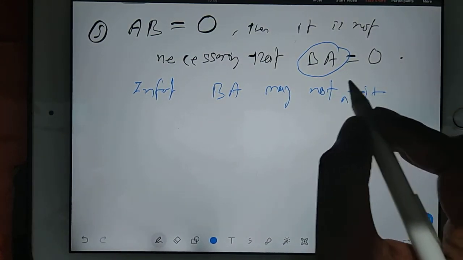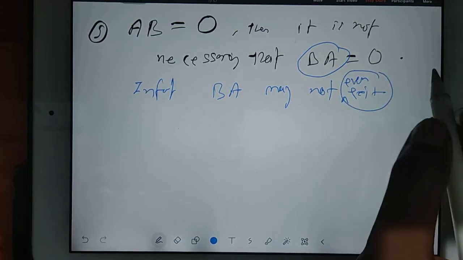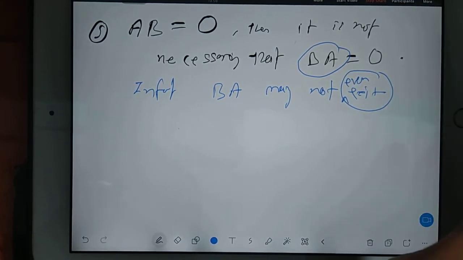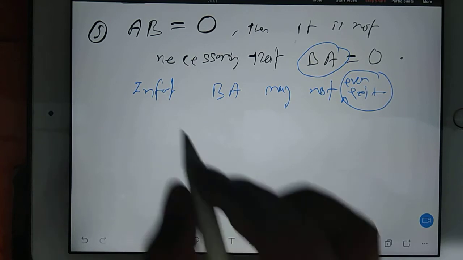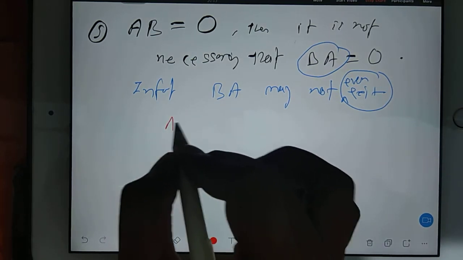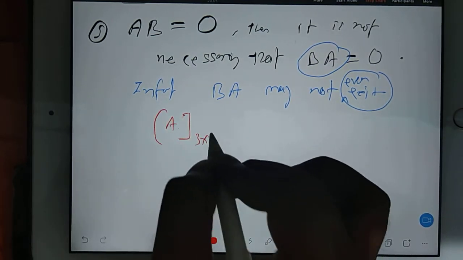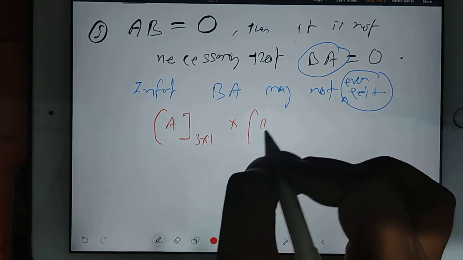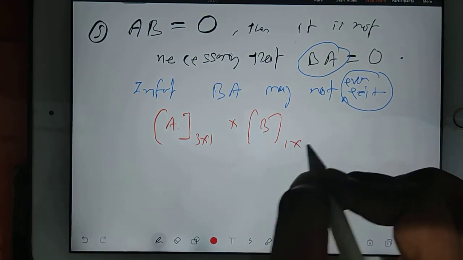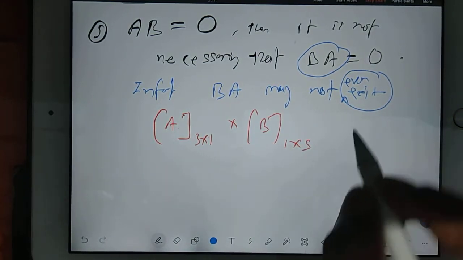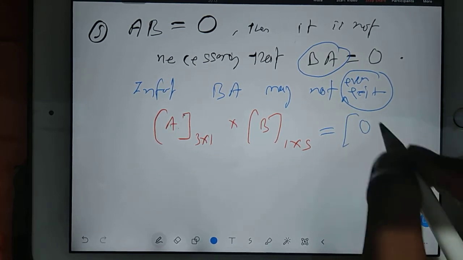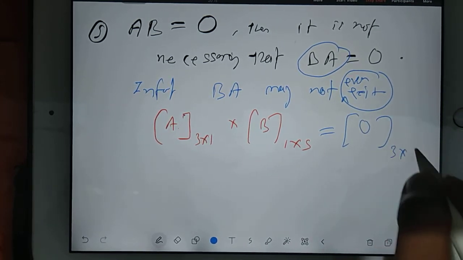You put the word "even" here, so the statement will be more proper. In fact, B, A may not even exist. Like for example, if I have a matrix A which is of order 3 into 1 and a matrix B which is of order 1 into 5, and suppose I am multiplying this and it is coming null matrix of order 3 into 5.